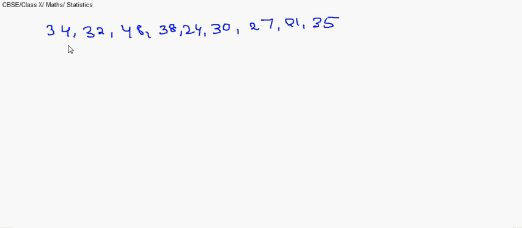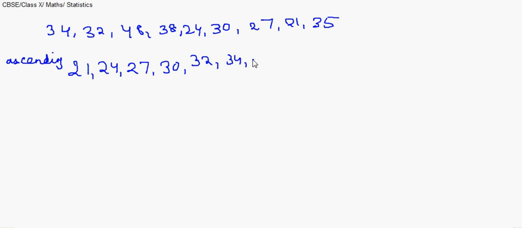Let me now write it in ascending order. So it's 21, 24, 27, 30, 32, 34, 35, then 38, and I think it is 48. Then let me just count if I have noted 9: 1, 2, 3, 4, 5, 6, 7, 8, 9.